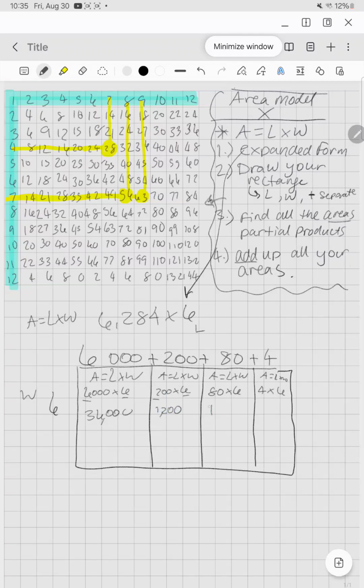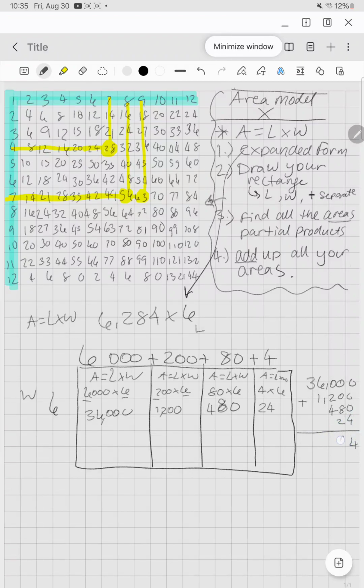8 times 6 is 48. And I stick my 0 at the end. And then 4 times 6 is 24. There's no 0, so I don't have to stick anything at the end. And then I just stack up my numbers and add it. 36,000 plus 1,200, 480, and 24.